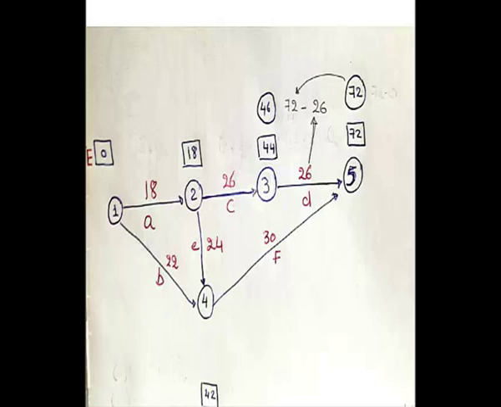The latest allowable time is calculated by the latest allowable time for the event minus the activity. For example, here for event number 5, the latest allowable time is the same as the earliest time, because there is no allowable time after event number 5. Okay, then go backward to event number 4 and 3.